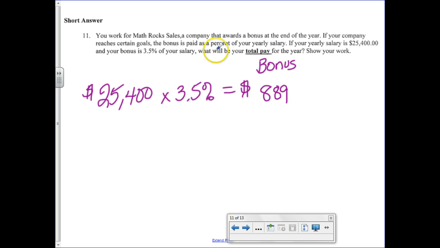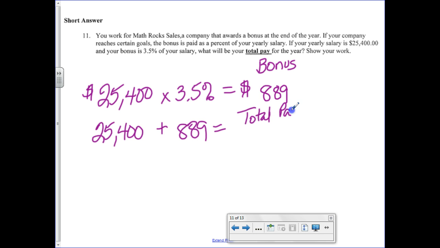Okay, but it didn't ask what my bonus is. It says what will be your total pay. So my total is going to be equal to what my normal salary is plus the bonus I just received. That's going to be my total pay. Alrighty, simply add them all up now, and we should get $26,289. Please label it.